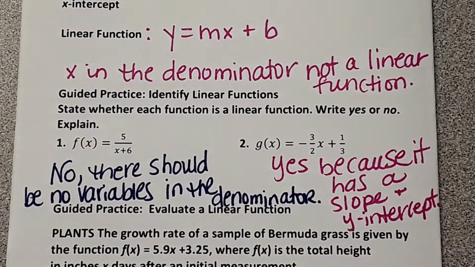Other things that you need to know is that when we start talking more about lines, a horizontal line and a vertical line, they have a slope. It might be 0, it might be undefined, but they have a slope. So those are still linear functions because it's just a horizontal or vertical line.